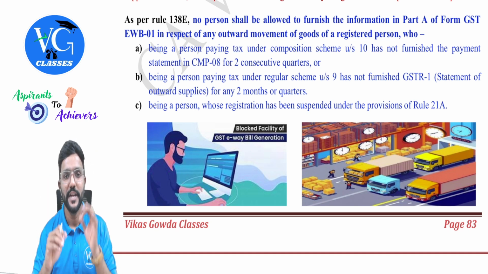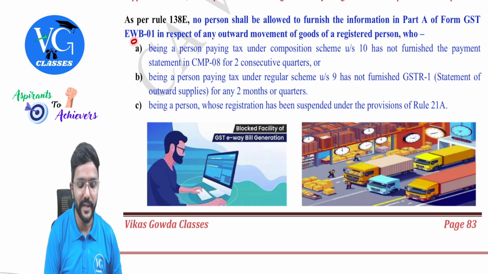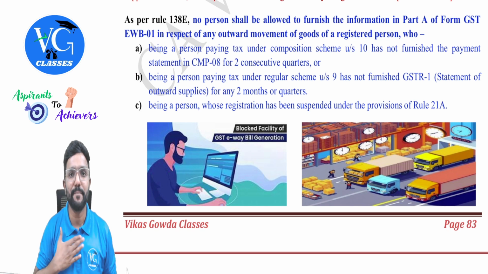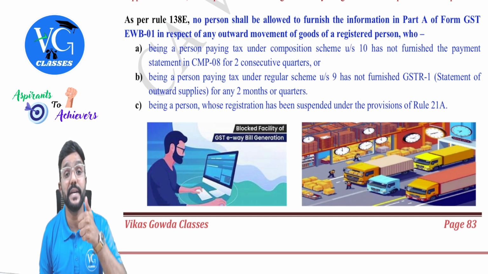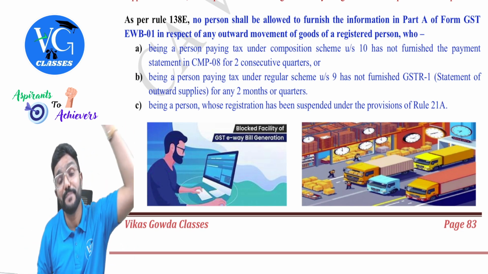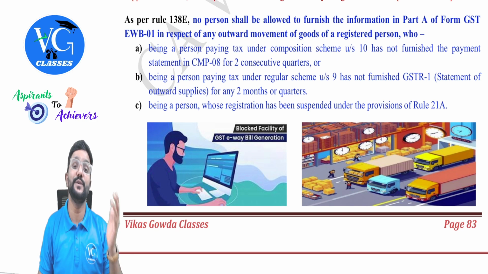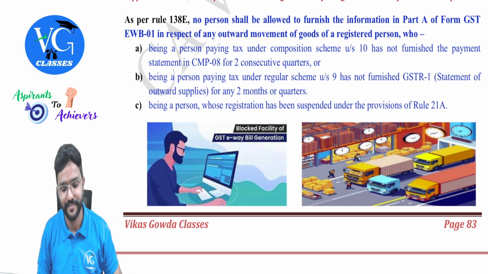So listen here, guys. If my GSTIN is blocked to generate e-way bill for any of these reasons, as a supplier, I cannot generate e-way bill. But for my inward supply, can I generate e-way bill as a recipient? Yes. Or else, for my outward supply, can I ask my recipient to generate e-way bill using his GSTIN? Yes, I can. Okay.